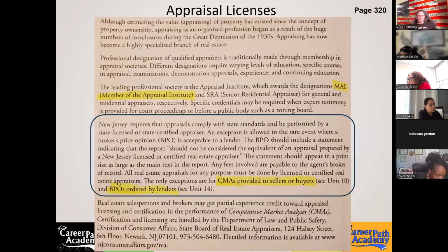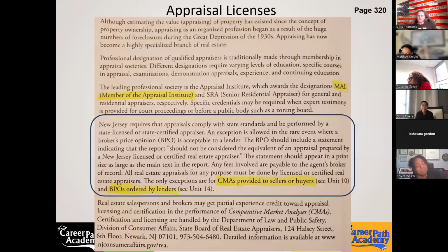You want information about becoming an appraiser? Well, we could also get credits as real estate licensees for doing our CMAs towards getting our appraiser's license. So keep track of all the CMAs you do. And you can get more information from the State Board of Appraisers there on Halsey Street in Newark. Their website, njconsumeraffairs.gov/REA, if you're interested in becoming an appraiser.